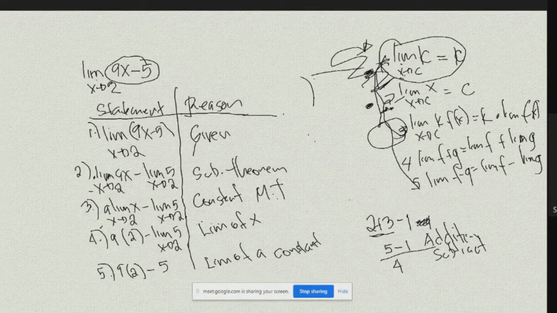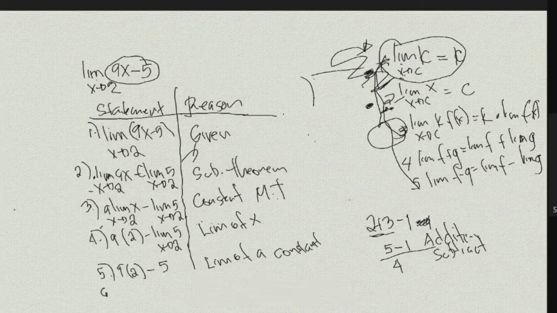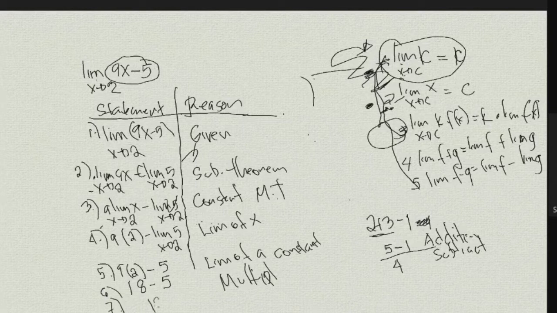Ayan. Next, statement number 6. So tingin niyo, what will be my statement number 6? Multiply po yung 9 times. Multiplication. Yes, very good. So multiply muna yung 9 times 2. Kung napagsusulat ko, 18 minus 5. So reason is multiplication. And finally, subtraction. It's 13. So the reason is subtraction.